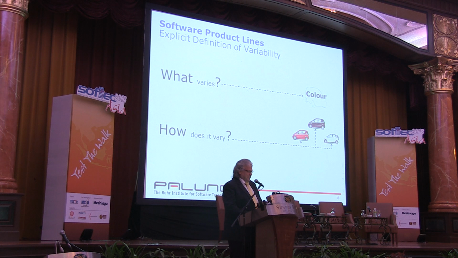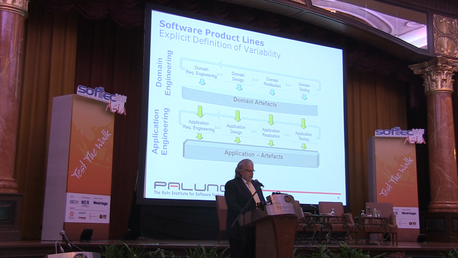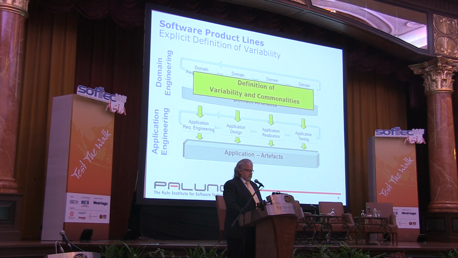Not that complicated really, but really complicated to make an explicit decision what can vary and what cannot vary. Everything which cannot vary is of course commonality. So going back to our two processes, the domain and application engineering processes, in domain engineering, you define the variability, what can vary, and also the commonalities. So you define your core framework, the common shared set of features, but in addition, you also define what can vary.